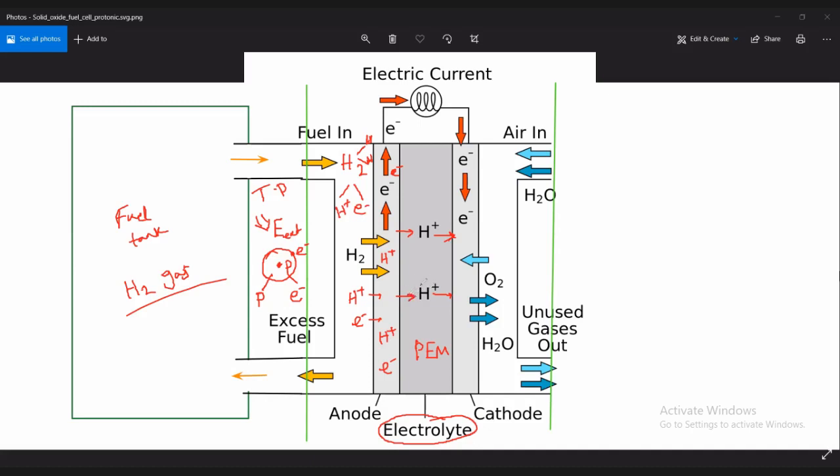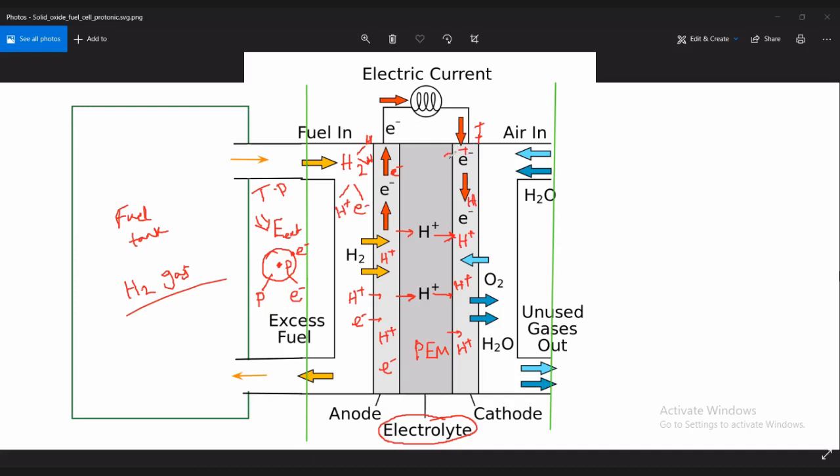Electrons cannot pass through the proton exchange membrane. Only the hydrogen ions are allowed to pass through it. Therefore, after a few moments, there are a lot of hydrogen ions in the cathode, and because of the presence of a lot of hydrogen ions, the cathode becomes positively charged like this.